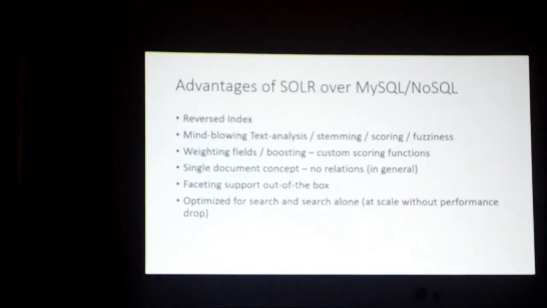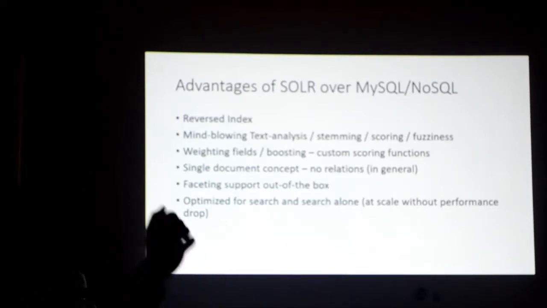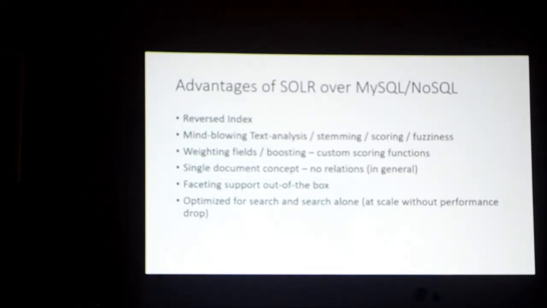And it has faceting support, faceting that we talked about in terms of the narrowing down support, out of the box. Right? This has been added obviously over time. Initial versions didn't have it. And like I said, it's optimized for search and search alone. Right? At scale without performance drop. So it can support millions and millions of queries per second, and with sharding and replication, and we'll talk about all of those things as well. Any questions so far?